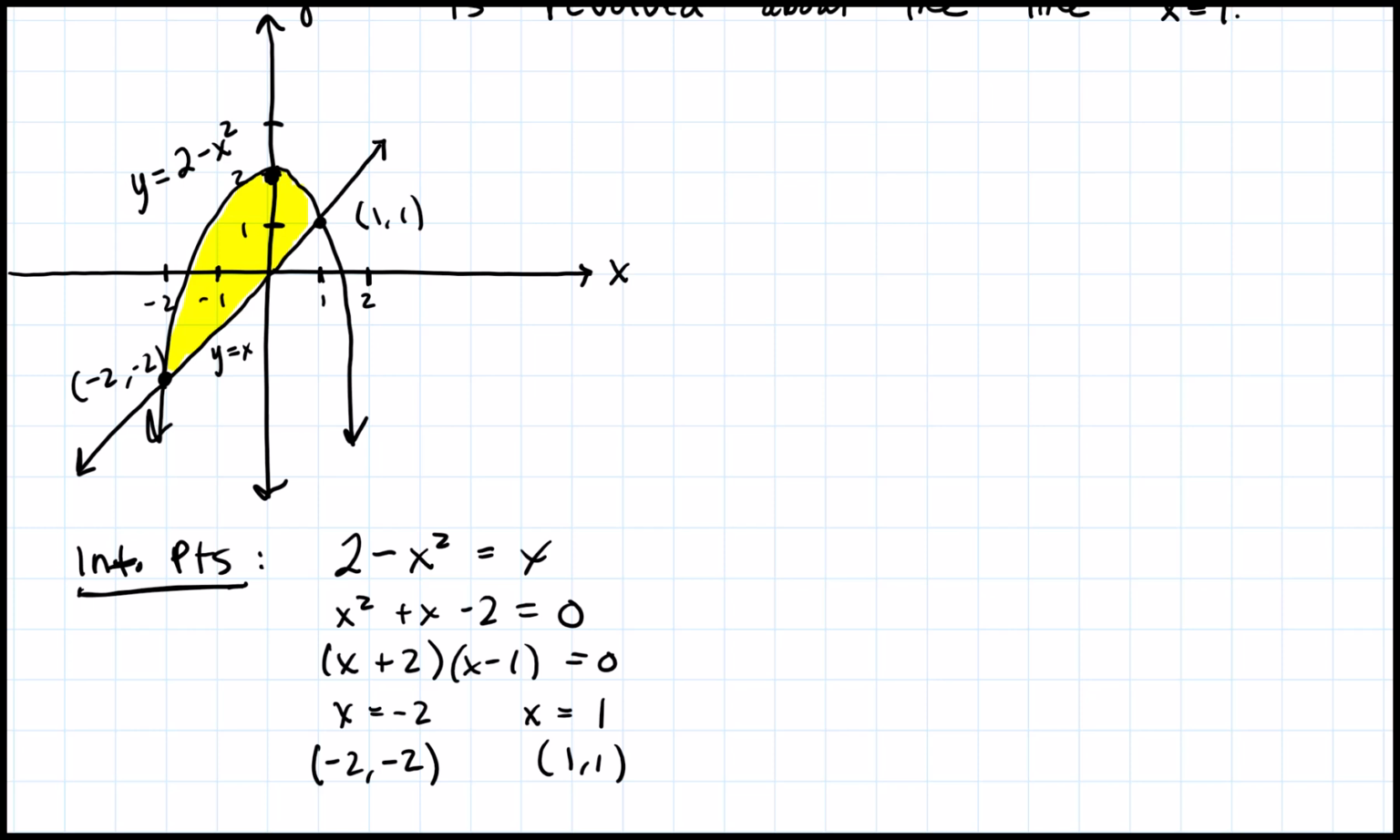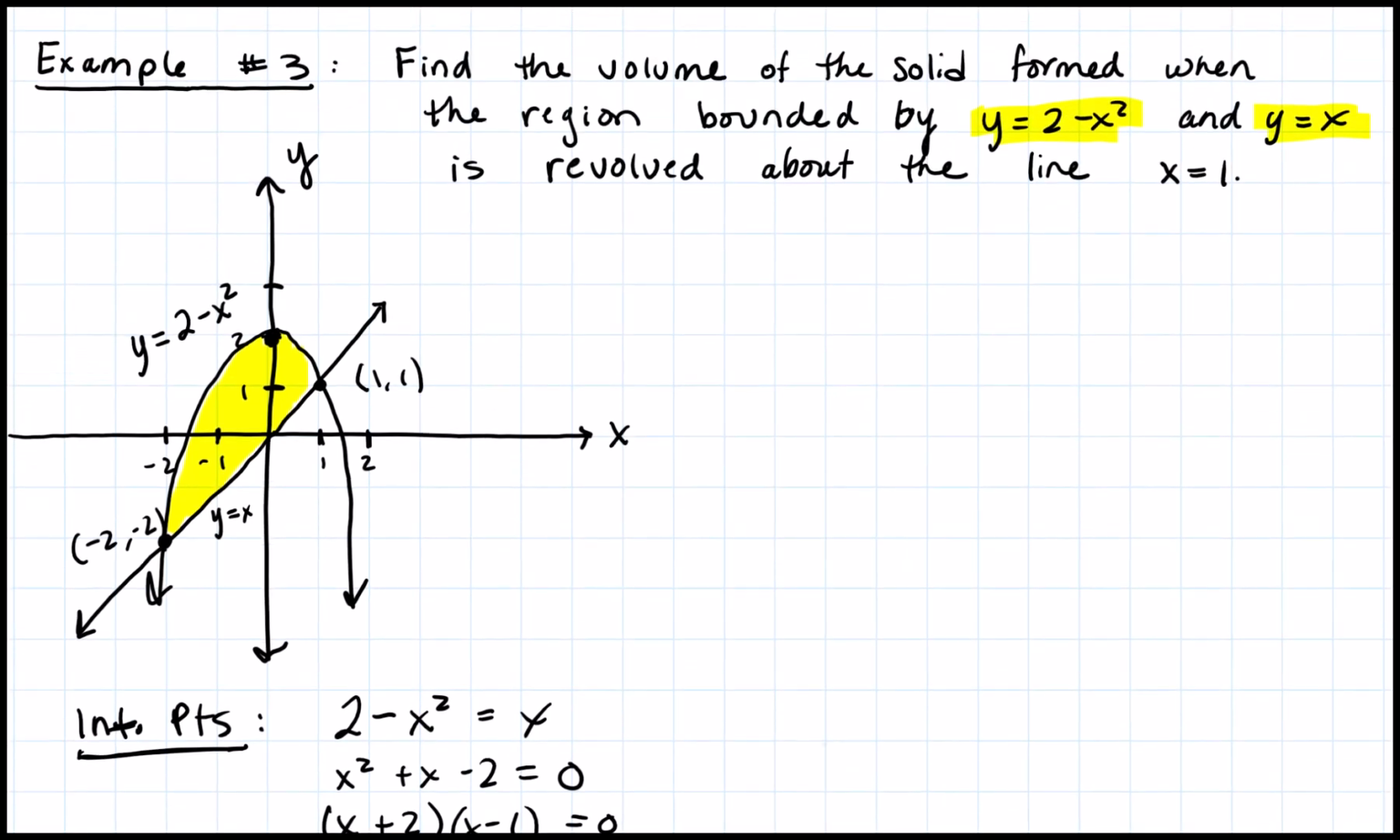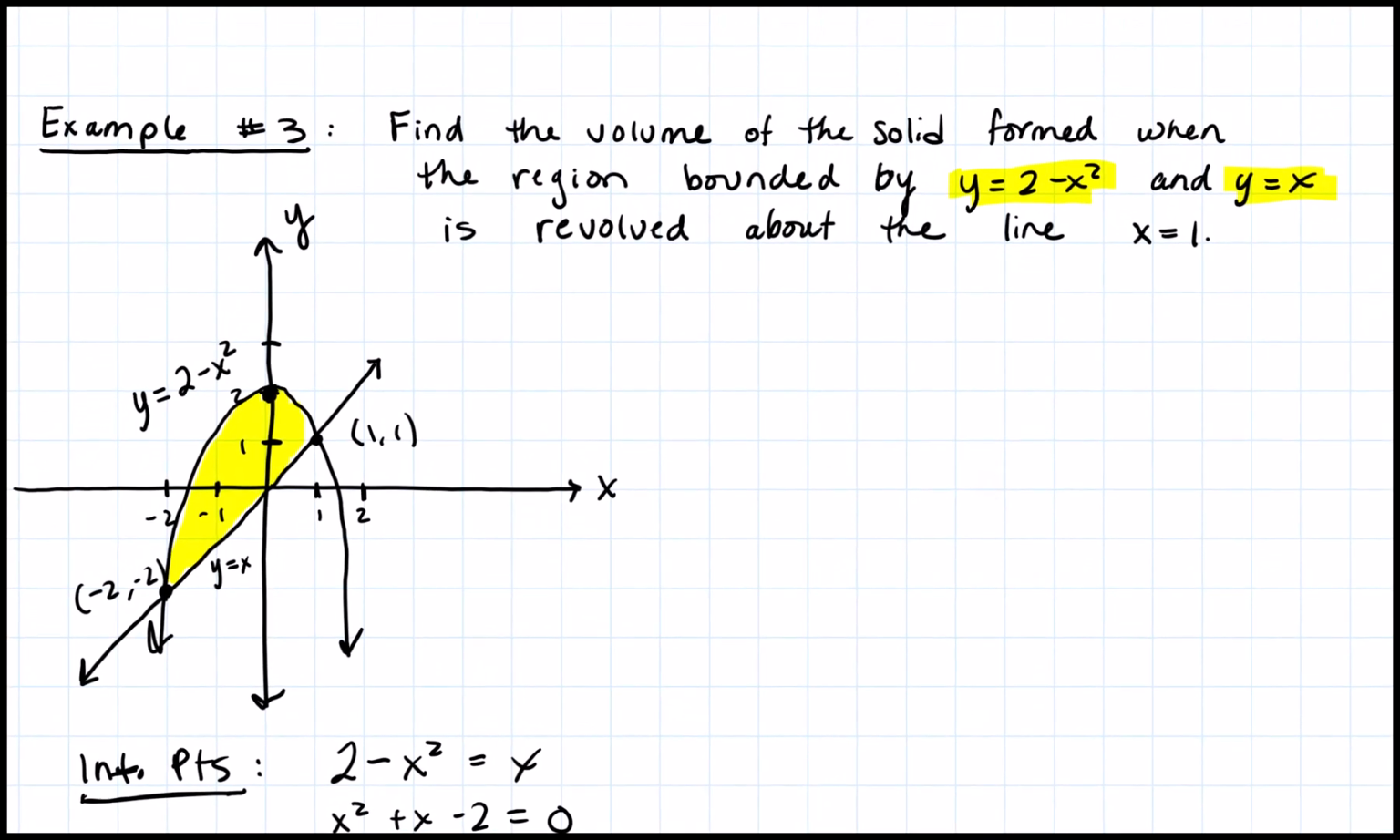Just want to caution you though, this is how we find our intersection points always. This was a fairly simple algebra equation, just a quadratic to solve that actually factored, but that's how we always find our intersection points. And so unless they're given, let's make sure that we double check and we get the right intersection points. Okay, so we're going to revolve this.